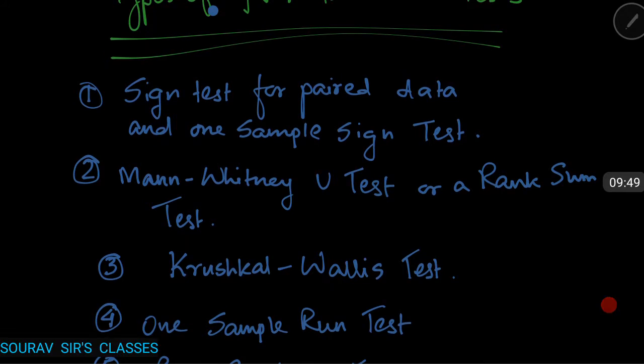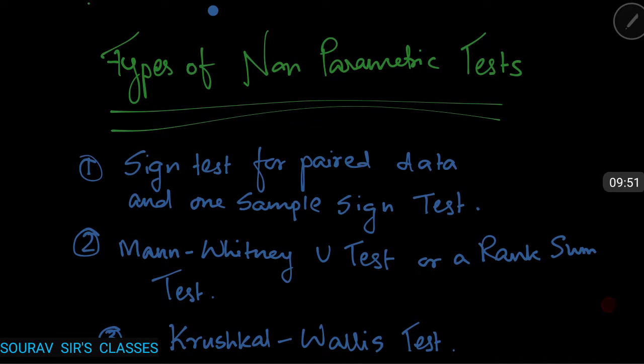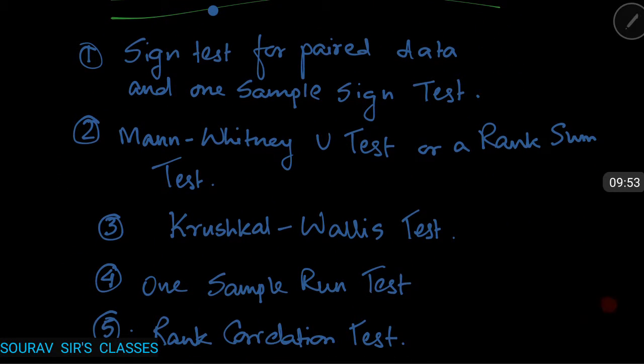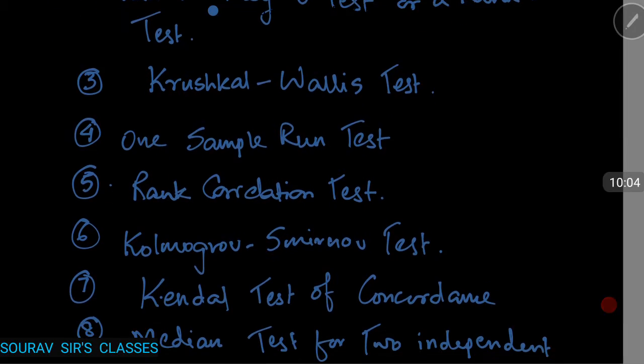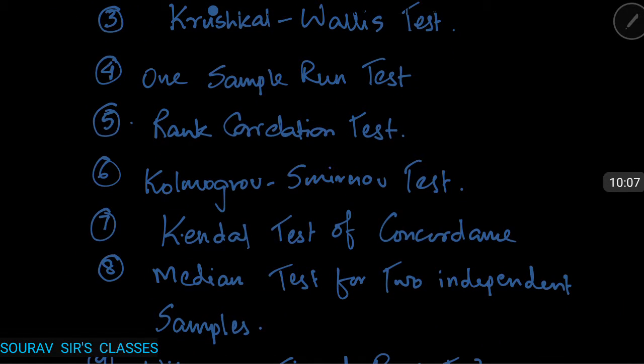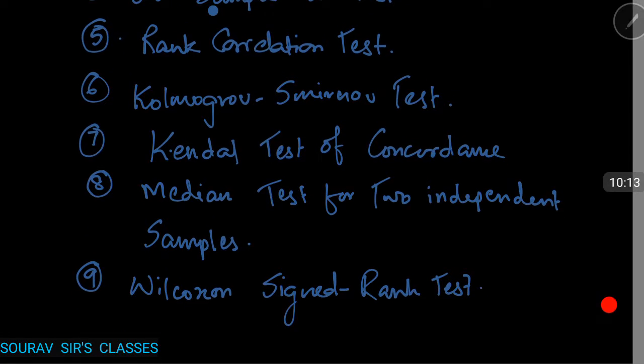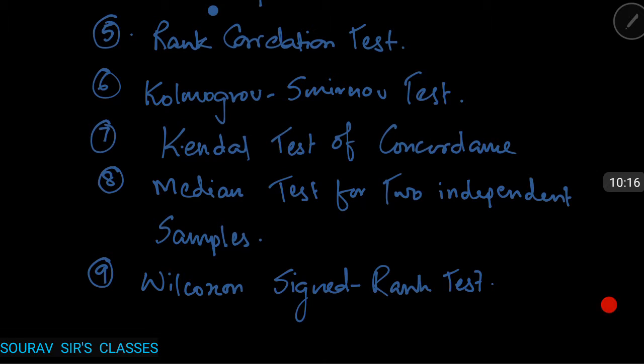The tests for non-parametric, the types. Sign test for paired data and one sample sign test. Mann-Whitney U-test or a rank sum test. Kruskal-Wallis test, one sample run test. Rank correlation test. Kolmogorov-Smirnov test. Kendall test of concordance. Median test for two independent samples. And the last one, Wilcoxon signed rank test.